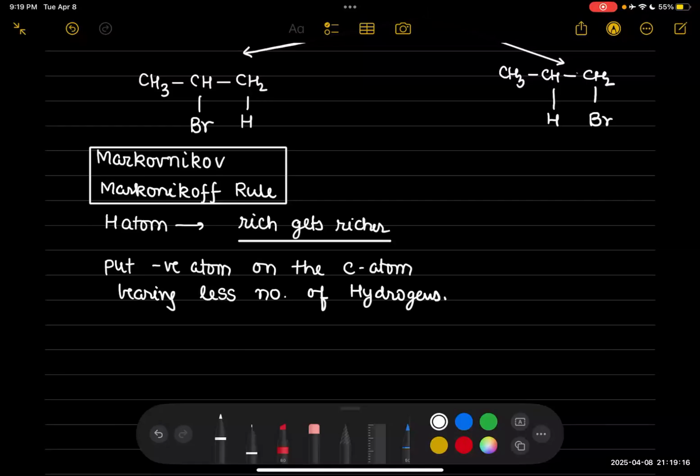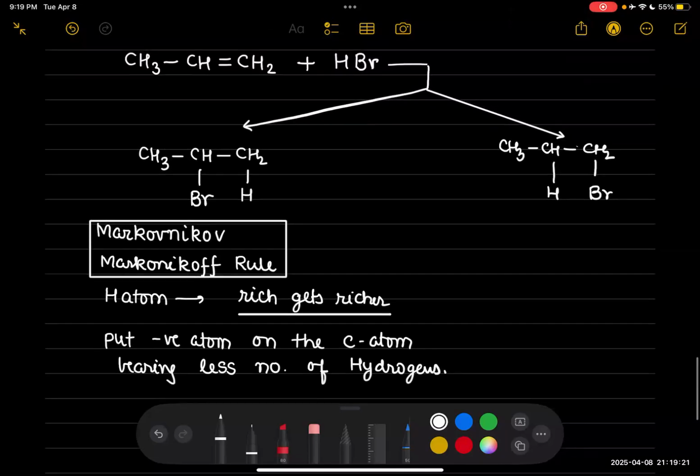And under certain circumstances, this we are not going to get. It can happen only in certain circumstances. So this is going to be the major product. The second one is with peroxide. Normally if you add HBr without peroxide, this is the minor.